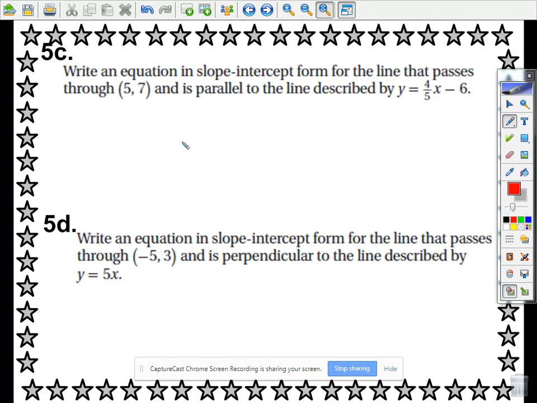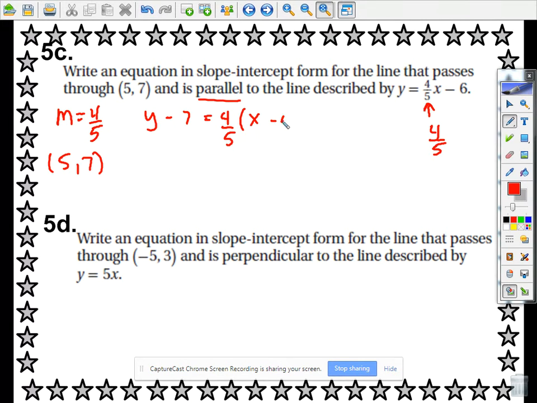Okay, hopefully that wasn't so bad. The first one says write an equation in slope-intercept form for the line that passes through (5, 7) and is parallel to this line. So this slope is 4/5. So my new slope will also be 4/5 because they are parallel. And I have the point (5, 7). So I use my point slope form. Y minus y1 is y minus 7. My slope is 4/5. And my x value is 5, so it would be x minus 5.